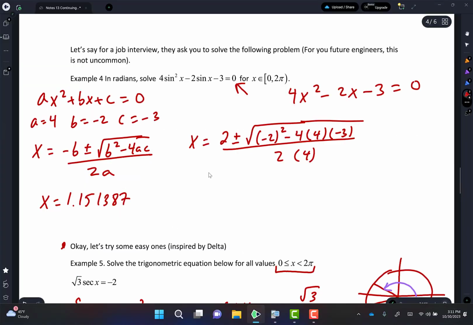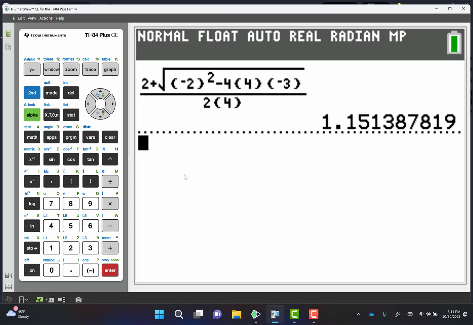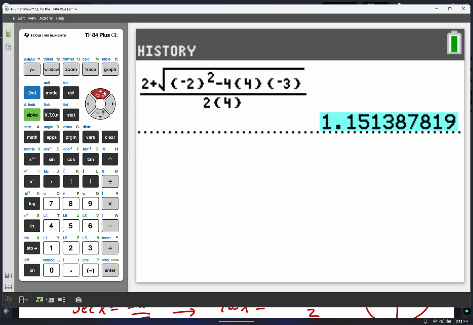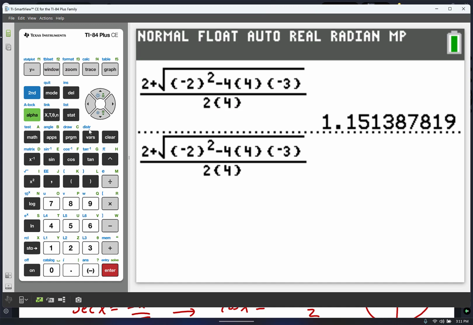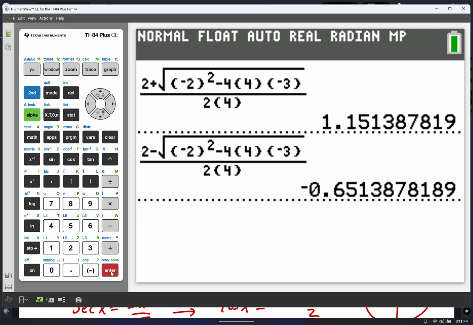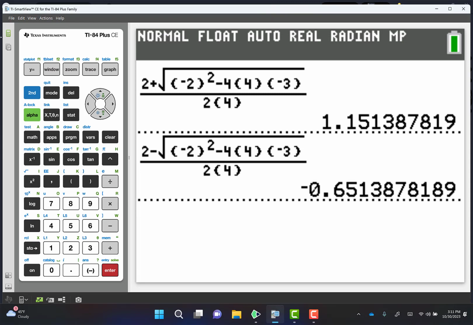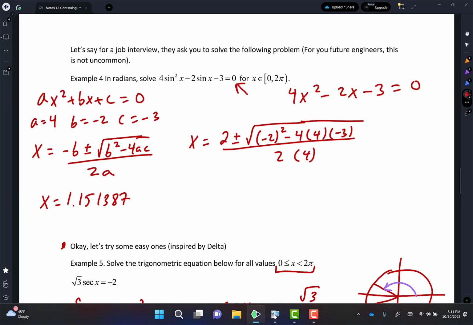All right, and now I'm going to do the minus. I don't see any mistakes. Let me know if you see any mistakes. I push enter, and I switch that plus to a minus. So I just go all the way to the plus, put a minus. Enter. -0.651388. x equals -0.651388. Did I remember that?